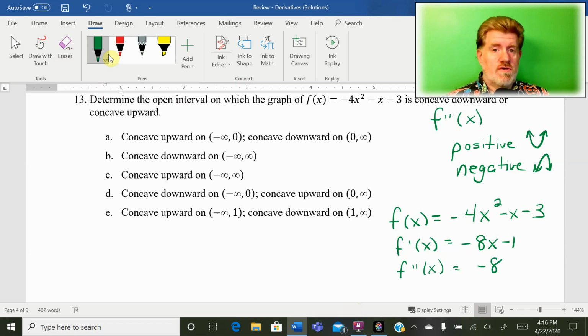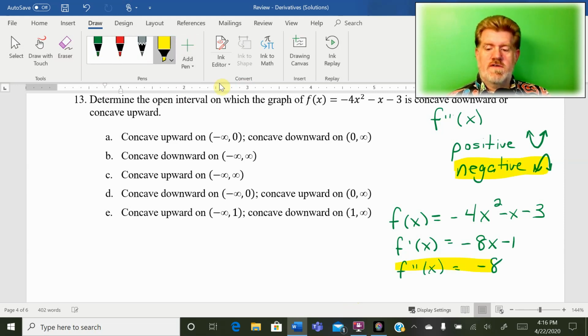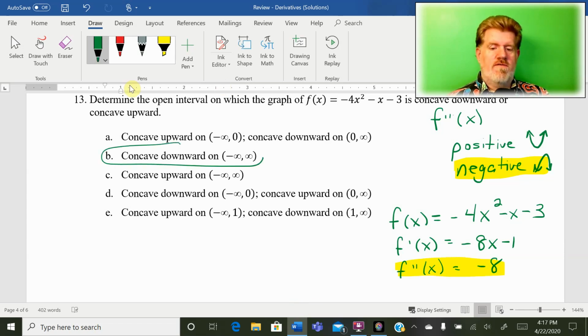There are no what we would call points of inflection. This is simply -8. The second derivative is negative. So if the second derivative is negative, it's always concave down. So it's concave down everywhere. There's your answer.